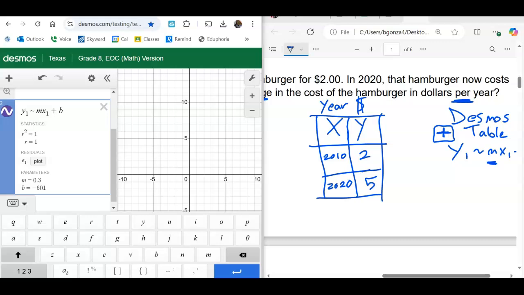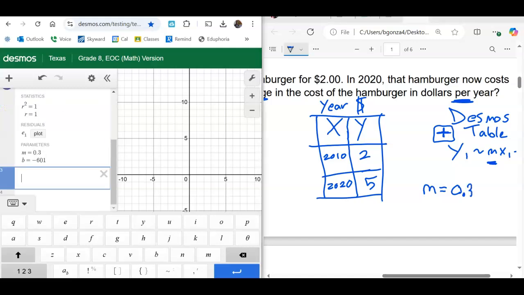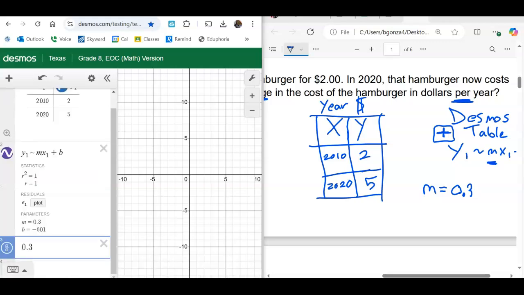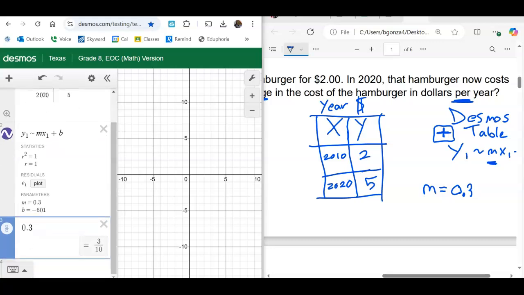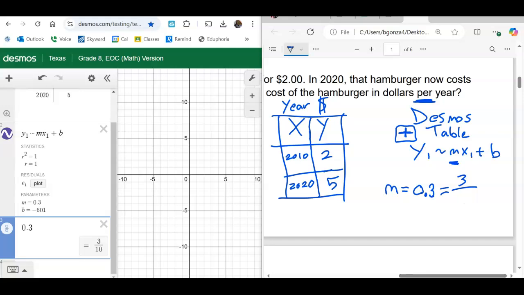Right here, my m is 0.3, okay? Now, remember, don't we usually see slope as a fraction? So, can we get a fraction for 0.3? Well, you type in 0.3 to the next line, click this circle, the fraction circle. It's going to convert it for us to 3/10. Alrighty.